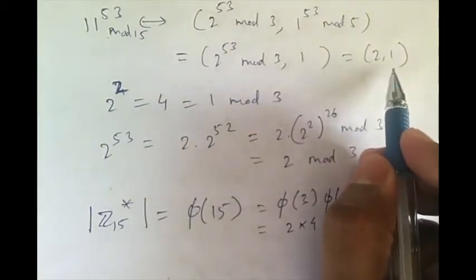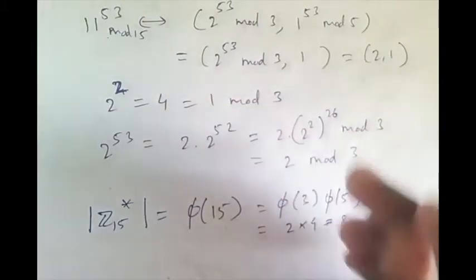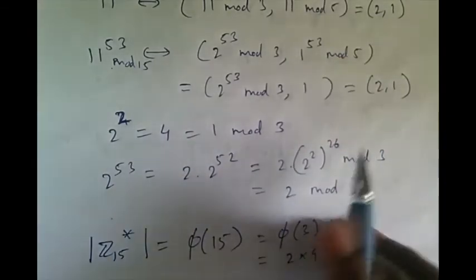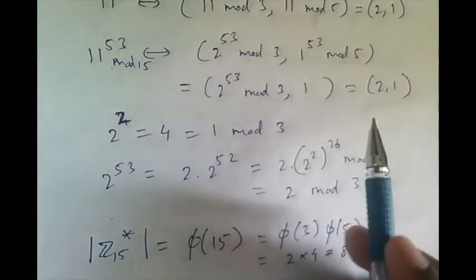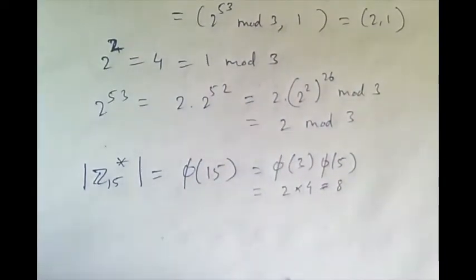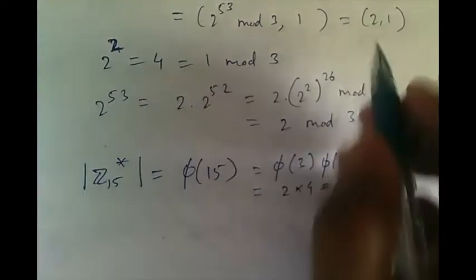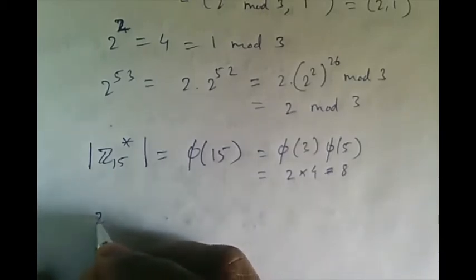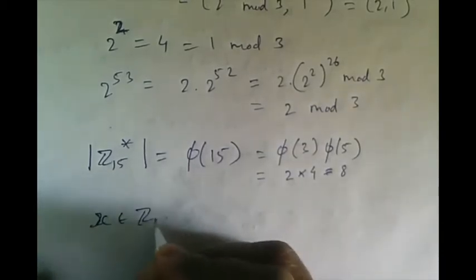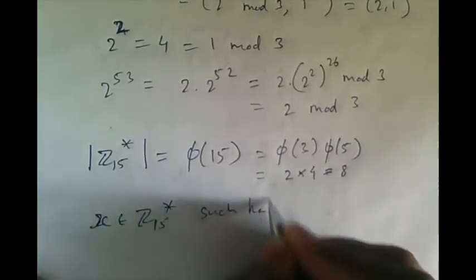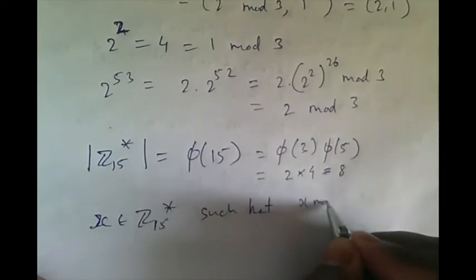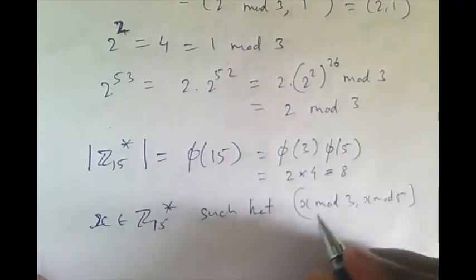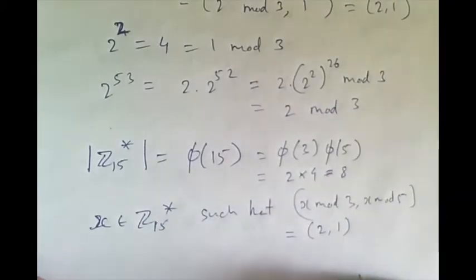But even when p and q are not very small, there's another general method which we'll see, where we can go from this group here, Zp star cross Zq star, to Zn star, even if you don't do brute force. So here, what maps to 2 comma 1? So what is x in Z15 star such that x mod 3 and x mod 5 equal 2 comma 1?